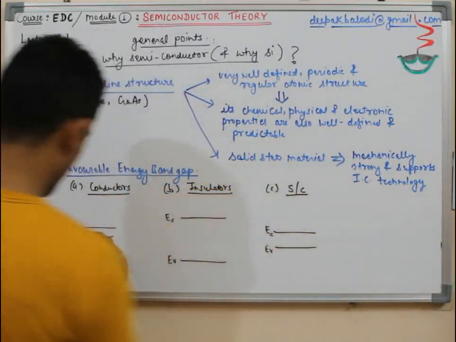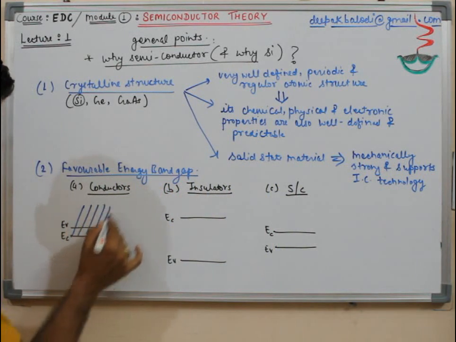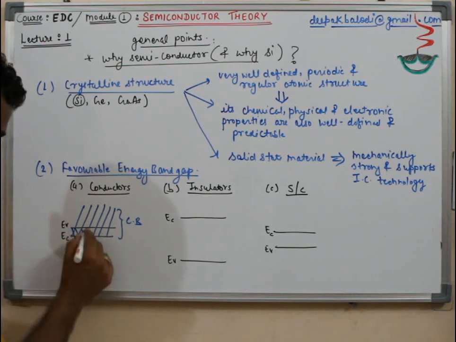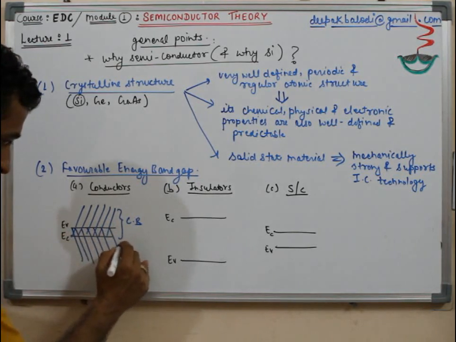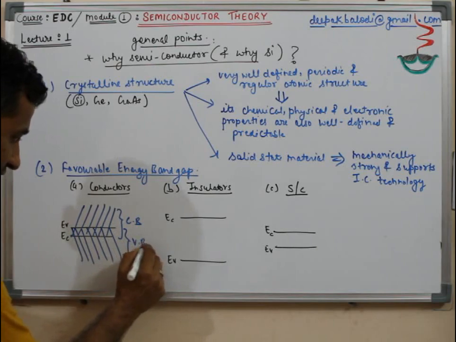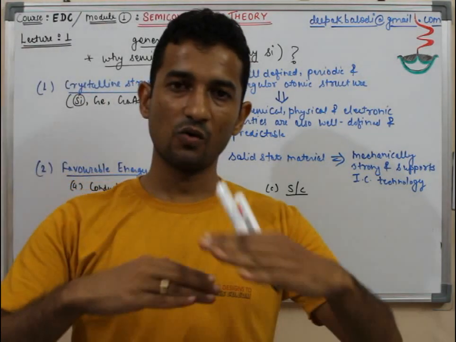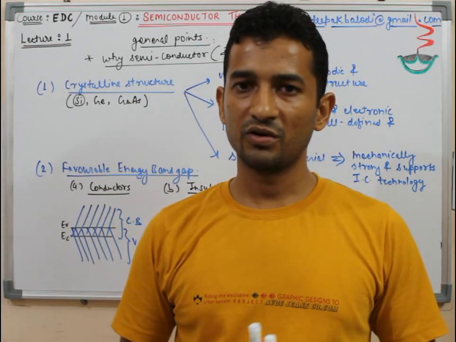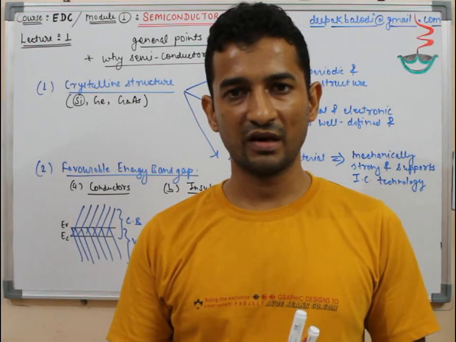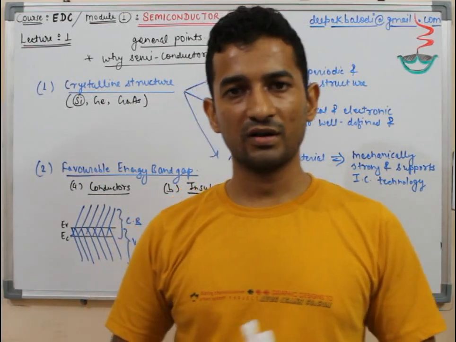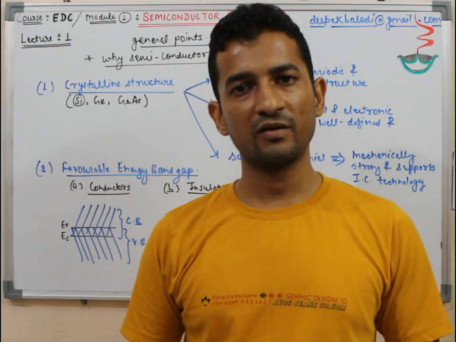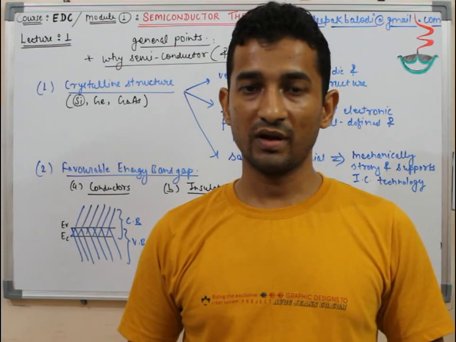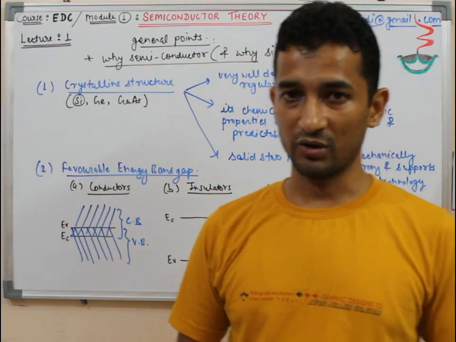So for conductors, if this is the conduction band, then this is the valence band. As you can see, the conduction band and valence band are overlapping with each other. It basically means that there is no difference between valence electrons, free electrons and conduction electrons. Basically all the electrons are already free. So plenty of carriers are already in free mode. If it is so, then we cannot effectively control them.